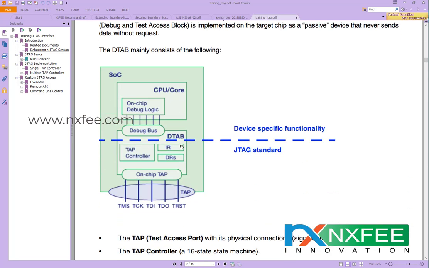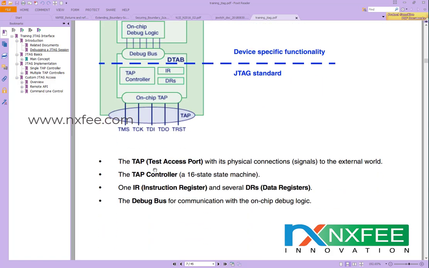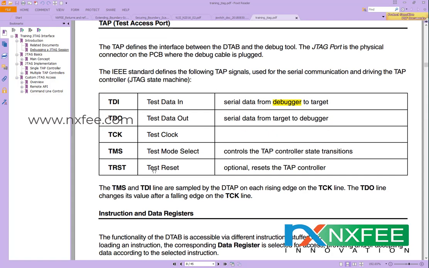Here is the main concept, the architecture of this JTAG. It has supporting pins: TMS, TCLK, TDI, TDO, and TRST. This is the operation for these input-output configurations. TDI means test data input, TDO means test data output, TCLK is the test clock, TMS is test mode select, and TRST is test reset. TDI is used for serial data transfer from debugger to target, and TDO is serial data from target to debugger.